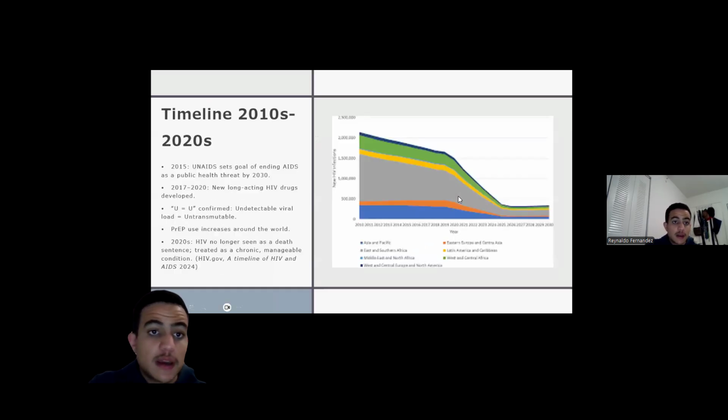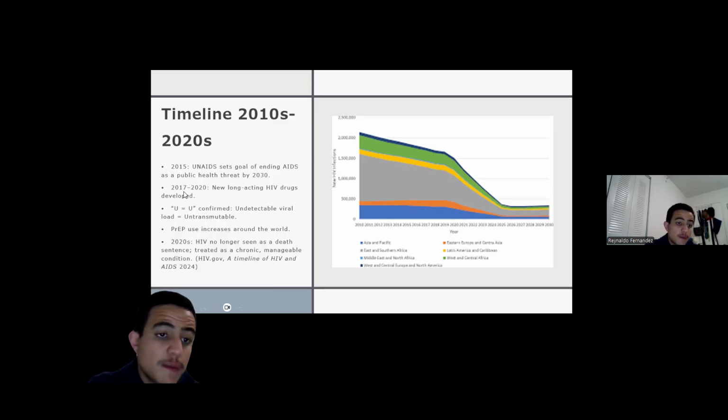And then from 2010 to 2022, and in 2015, the UNAIDS sets a global goal of ending AIDS as a public health threat by 2030. And in my honest opinion, I think we're getting to this goal because every day there's new HIV research done, new discoveries made, and they are making good progress in reducing HIV infections.